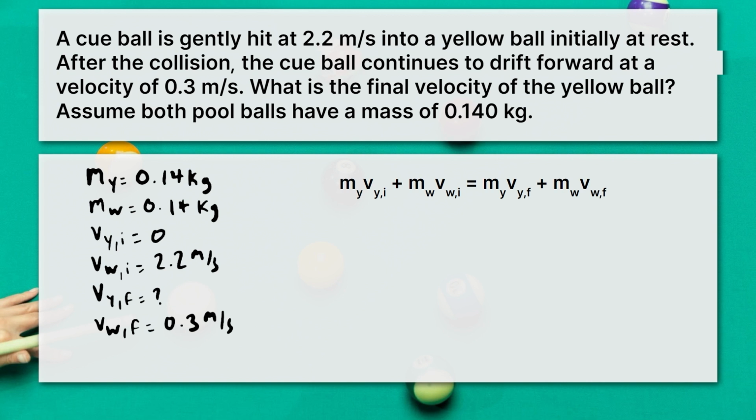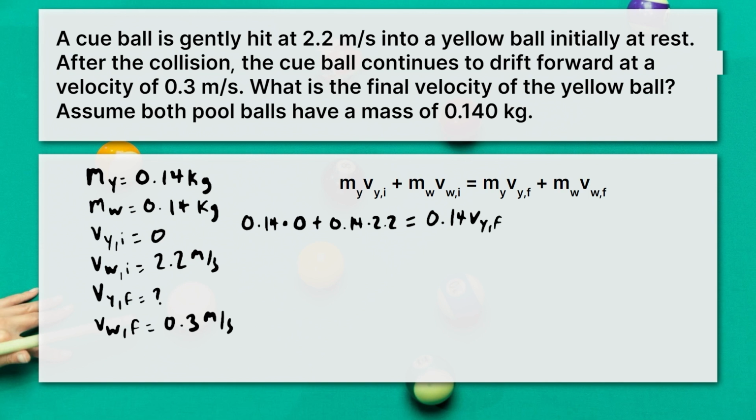All right, so those are all the variables. And now we're ready to plug them into our big old long equation on the right. Let's do that. We're going to plug in the mass of the yellow ball first, which is 0.14. And we're going to be multiplying that by the velocity of that yellow ball initially, which is 0. Then we'll add to that the mass of our white ball, 0.14, times the initial velocity of our white ball, 2.2 meters per second. That's all equal to the mass of our yellow ball, 0.14 again, times the velocity final of our yellow ball.